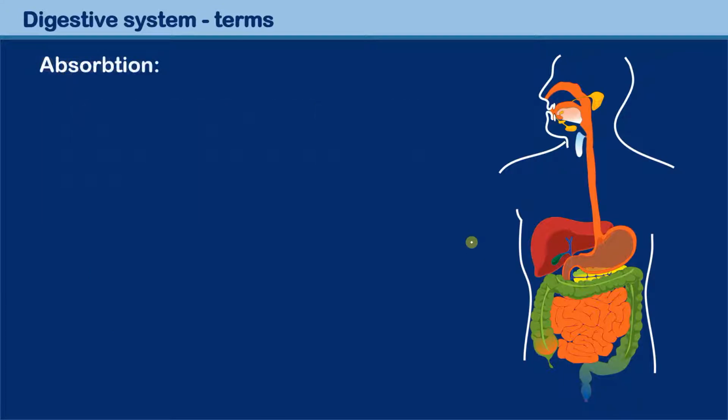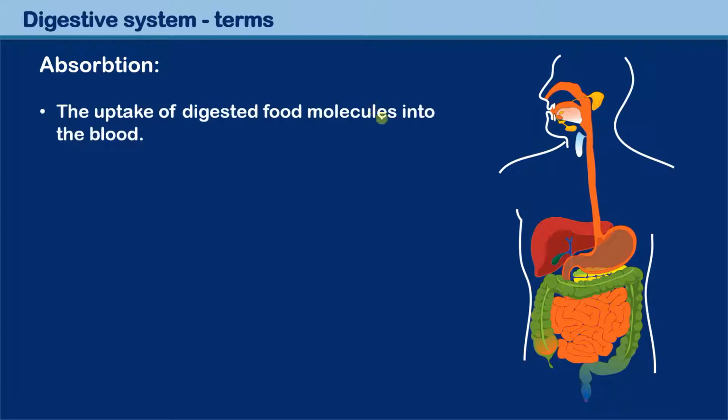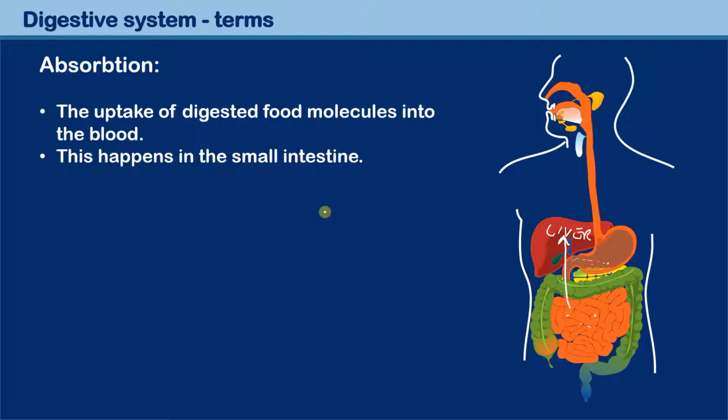The next term is absorption, and absorption is the uptake of digested food molecules into the blood. So after they have been digested here in the stomach and also in the small intestine, it is then taken up into the blood, and from the blood it first goes to the liver, and then over here in the liver the blood is cleaned and toxins and other harmful substances are removed. But this is the process of absorption.